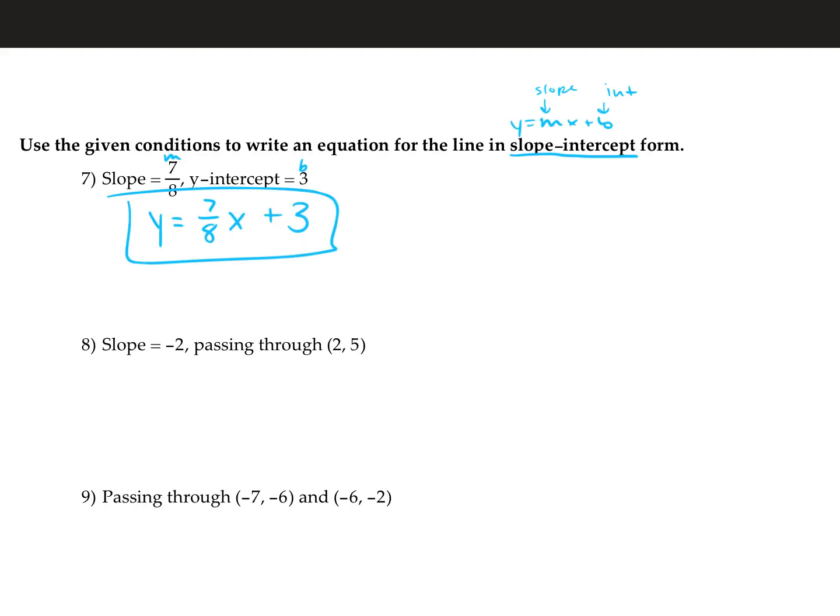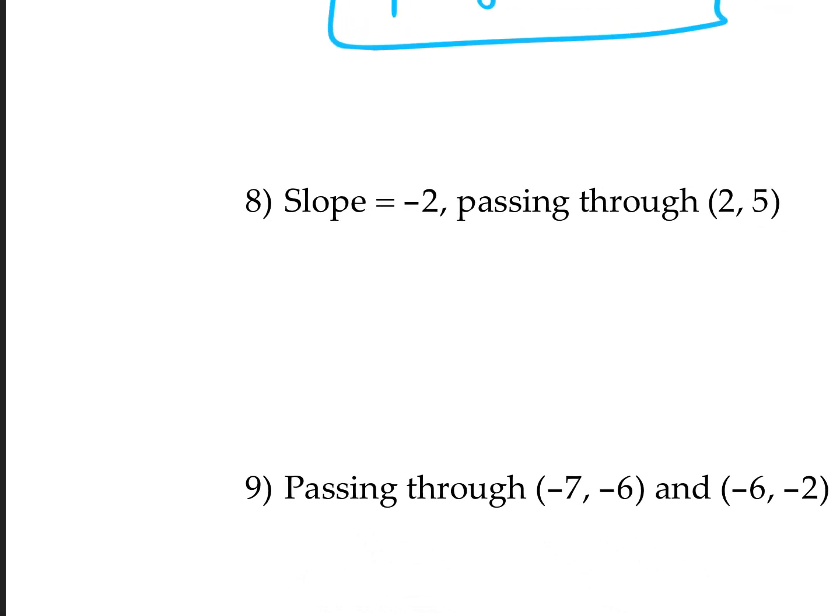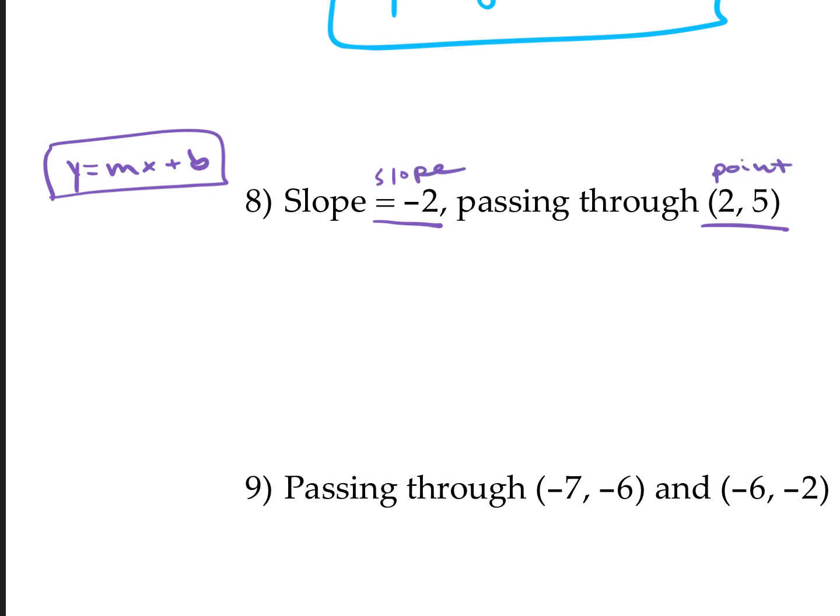So in 8 and 9, we have to write an equation of the line in slope-intercept form. What's slope-intercept form? Y equals mx plus b. So in number 8, I have the slope and I have a point. Do I have the slope and the y-intercept? No. So what would I do? Plug it into point slope form. Since I have the slope and a point, I'm going to plug it into point slope form first, and then I can rearrange my equation from there.